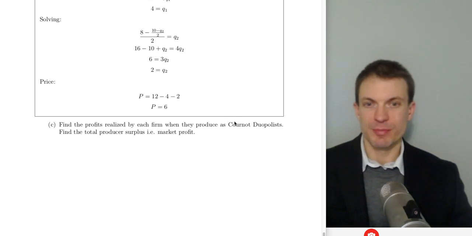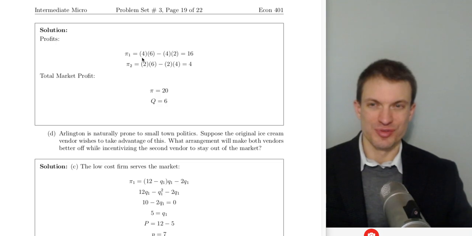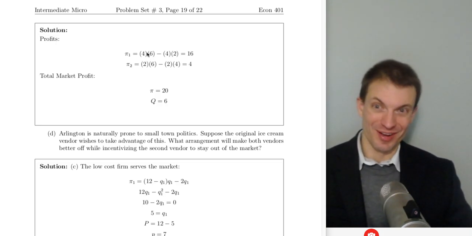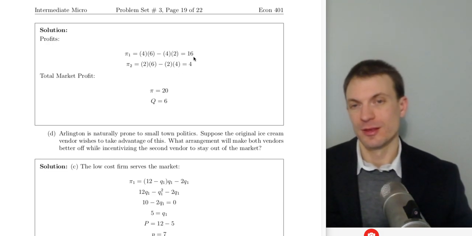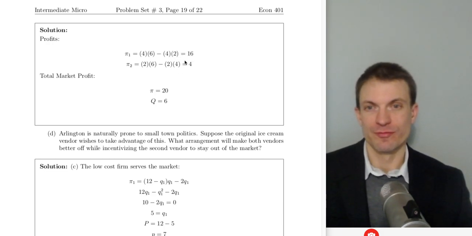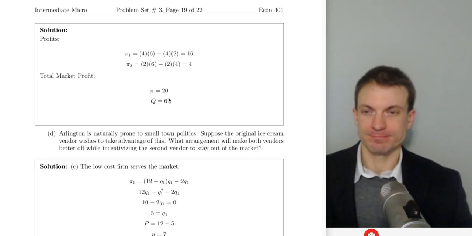Find the profits when they produce as Cournot duopolists. So find total producer surplus. Profits are going to be price times quantity minus cost times quantity. Either way, profits are 14 here, and then here profits are 4. Total market profit is 20. Total market quantity was 6.